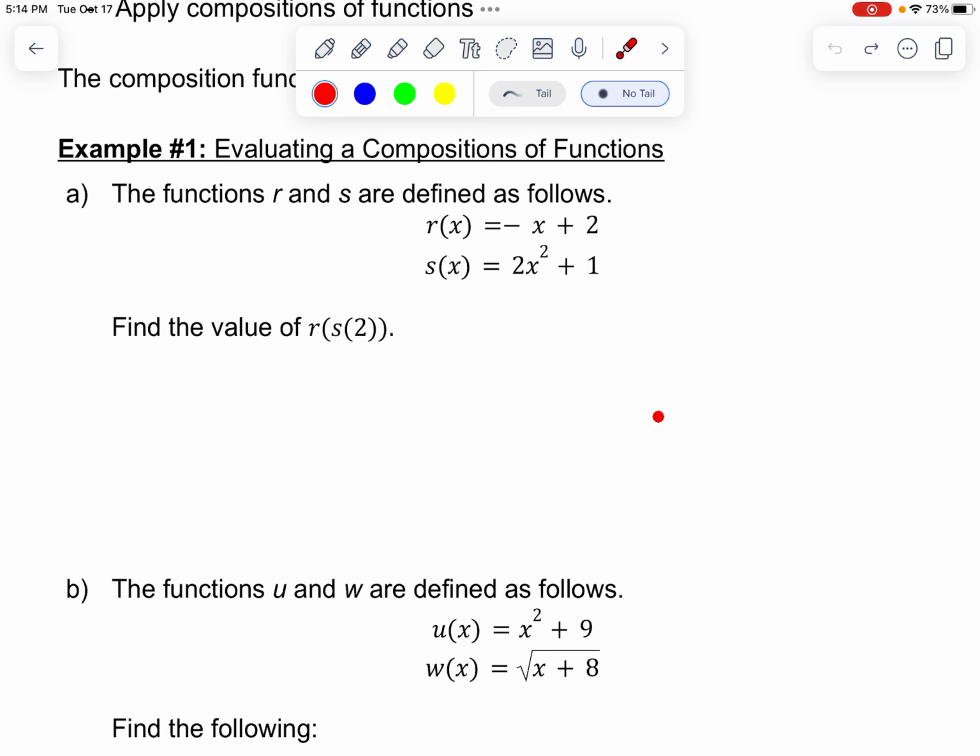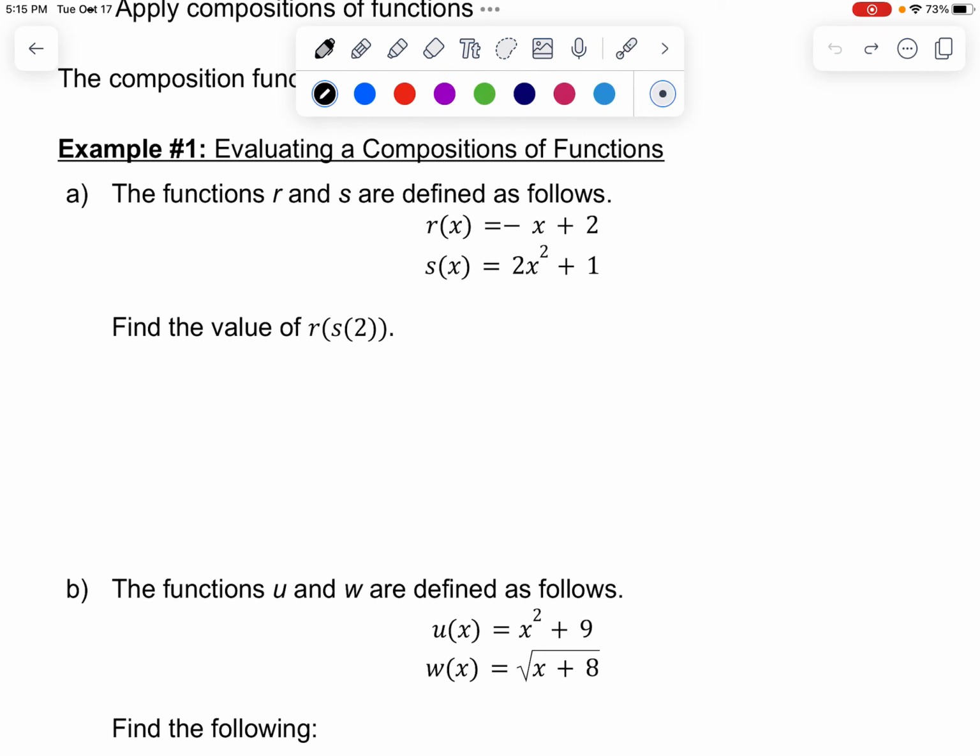So example 1, it says evaluating a composition of functions. So it says the functions r and s are defined as follows. R of x is equal to negative x plus 2. S of x is equal to 2x squared plus 1. Find the value of r of s of 2.